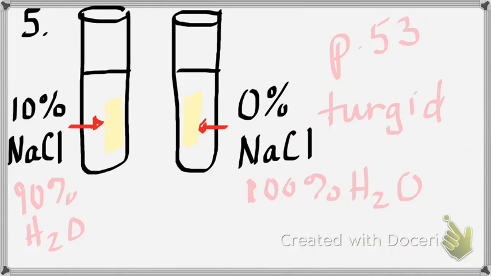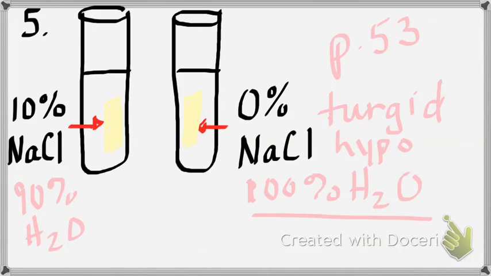Nope, not iso. Hypo. Why is it so turgid? Because it is swollen. The cell's swelled. I know you figured it out. Since last week, you have figured out that 100% water is always hypotonic. Always. To any living cell, 100% water is always hypotonic.